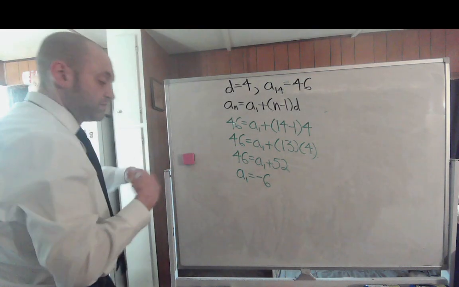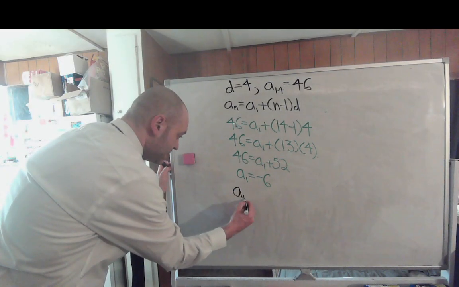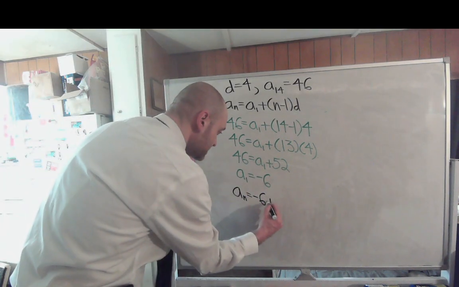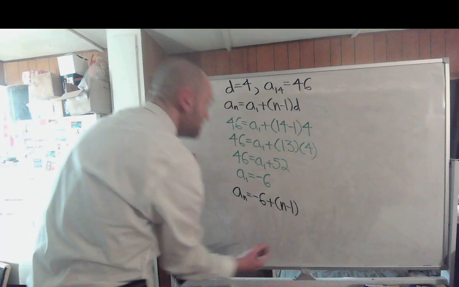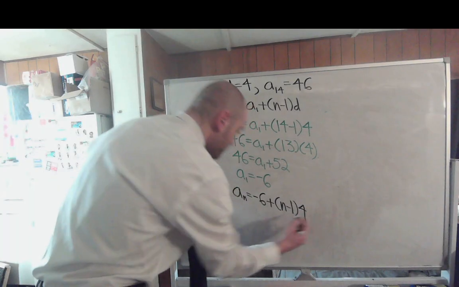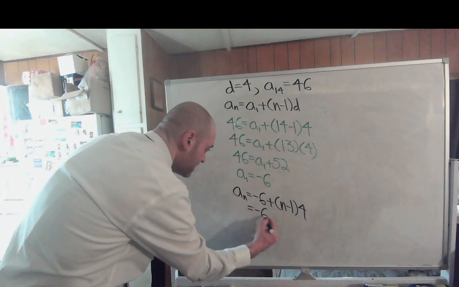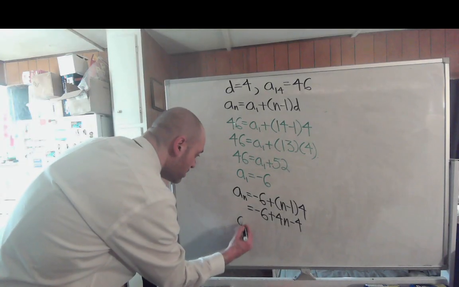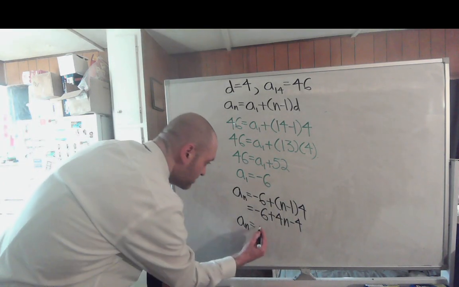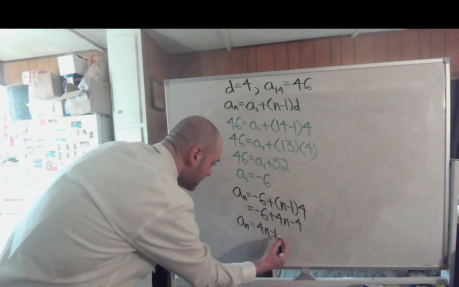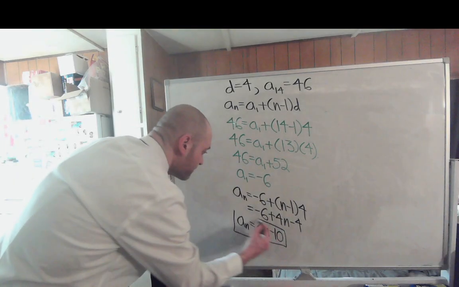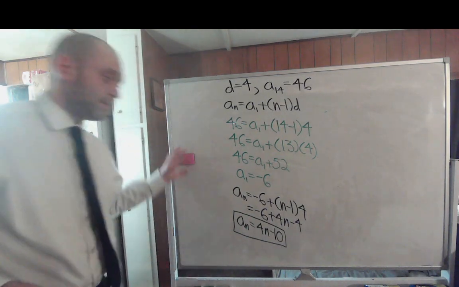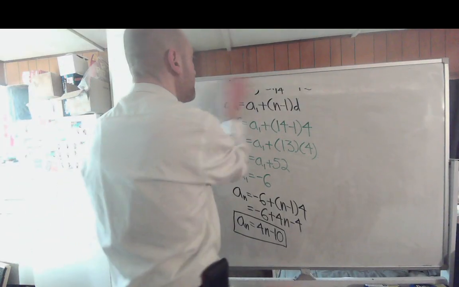Now, to find the nth term formula, take a sub n equals your a sub 1, which is, sorry, -6, plus that quantity of n minus 1 times d, which is 4. So that's going to give you -6 plus 4n minus 4, which means the formula for the nth term, a sub n, would be 4n minus 10. So there is your formula for the nth term of this sequence. A sub n equals 4n minus 10. And I got more examples like this.